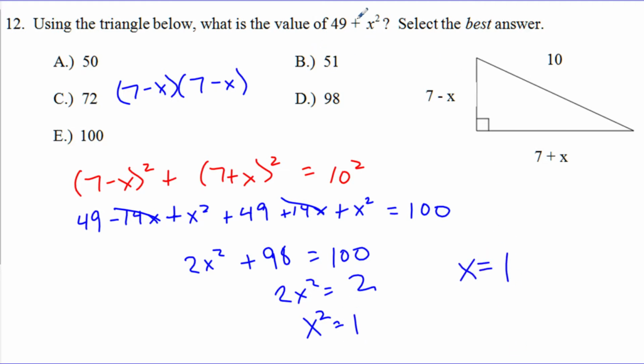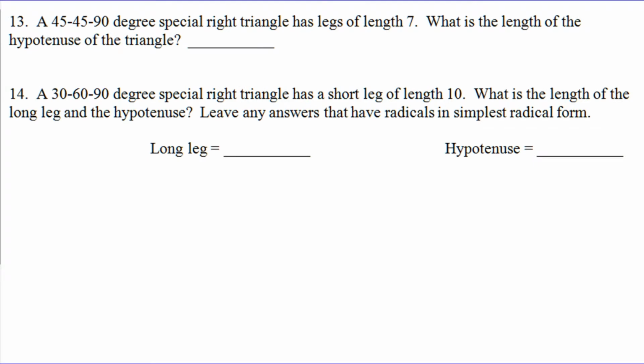Right? So if I go up and answer their question now, what is the value of 49 plus x squared? Well, this is really 49 plus 1 squared. Well, 1 squared is just 1, so this says 49 plus 1, which is 50. Okay, so we found our missing expression, 49 plus x squared.